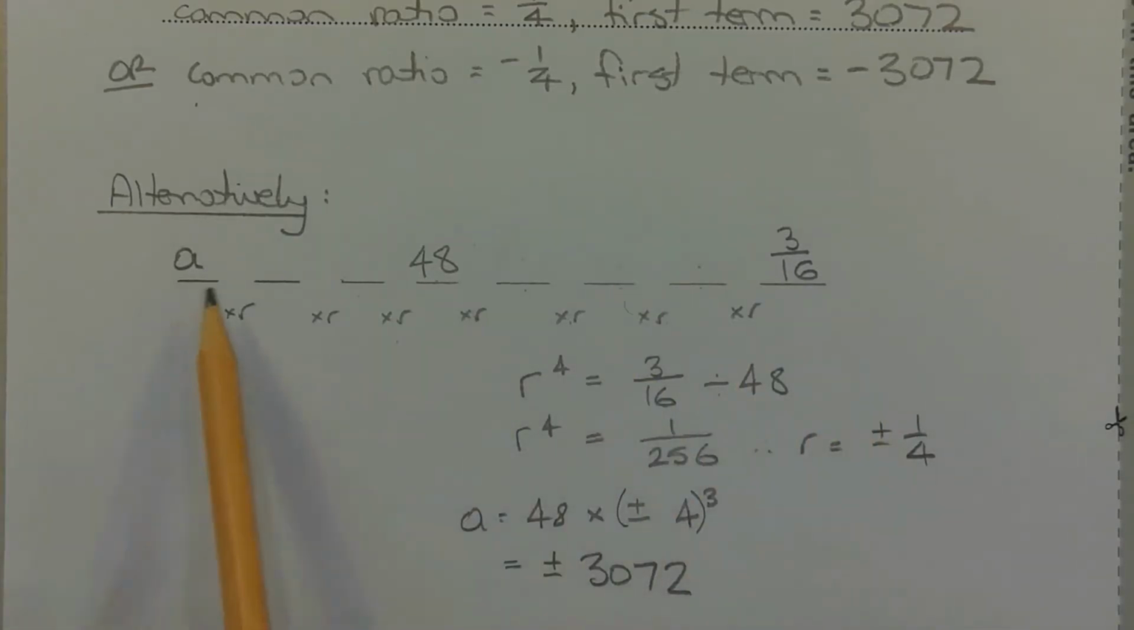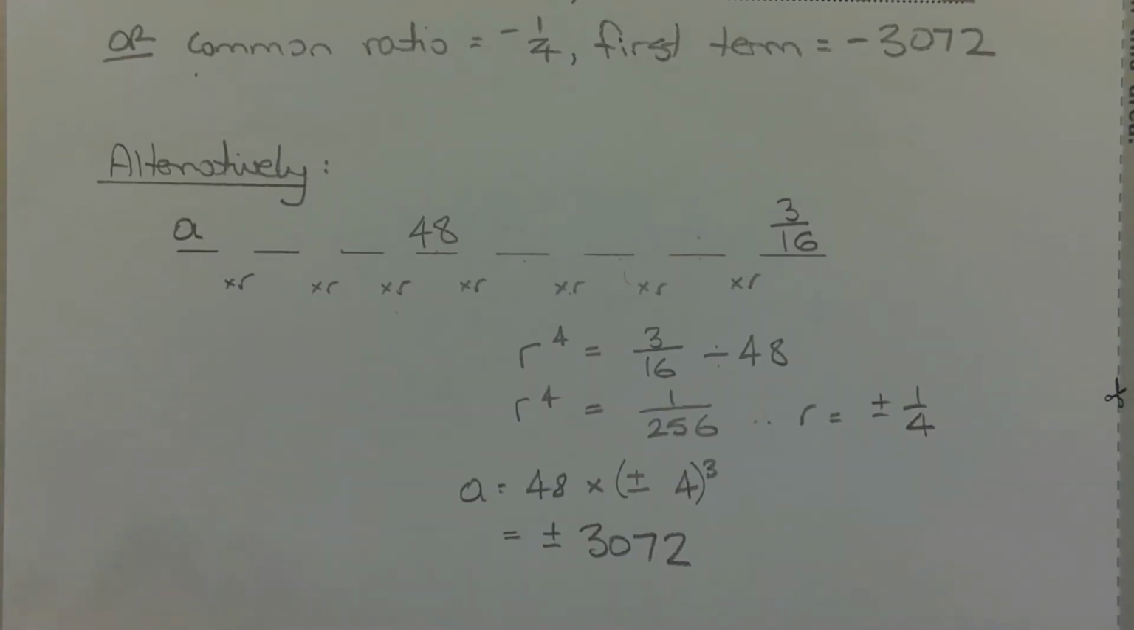So using this diagram, we can deduce that 48 times r to the power of 4 gives us 3 over 16. And we can get r is equal to plus or minus 1 over 4 this way. Likewise, we can use this to then find the corresponding values for the first term a.